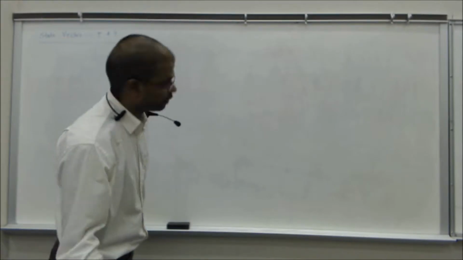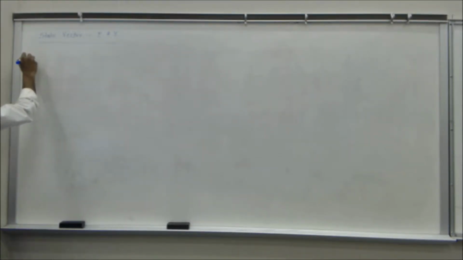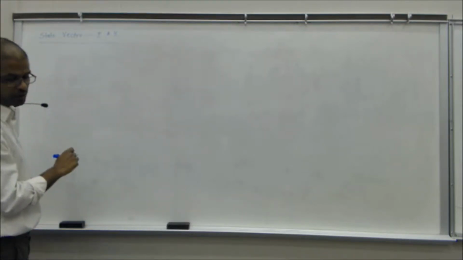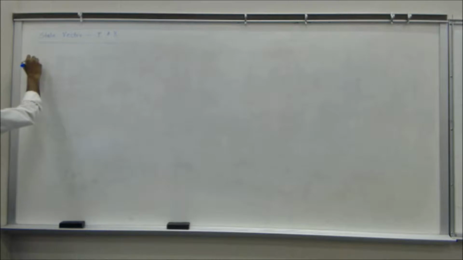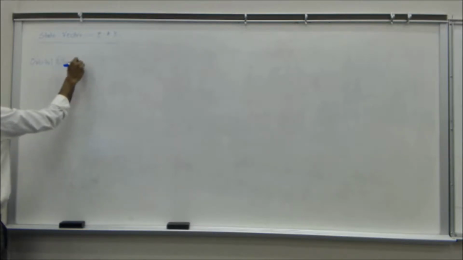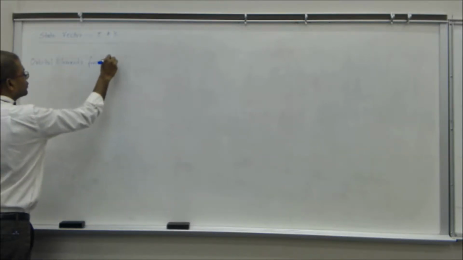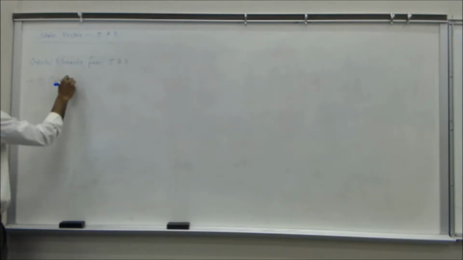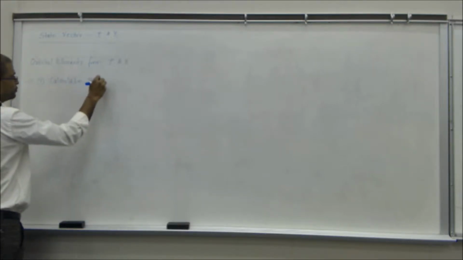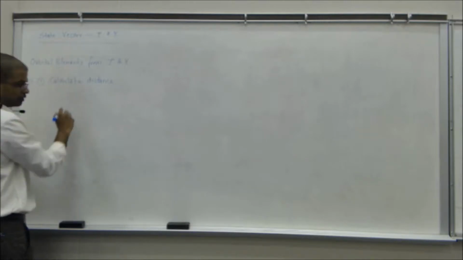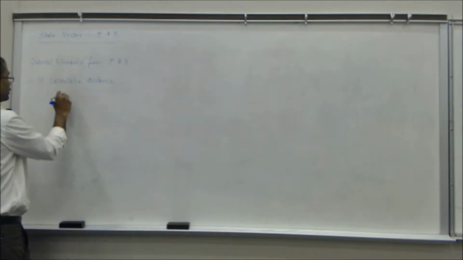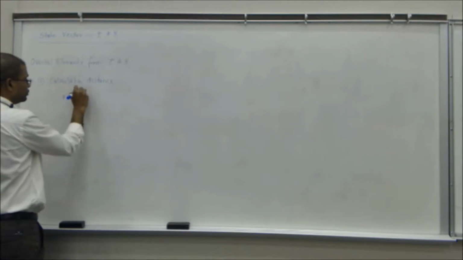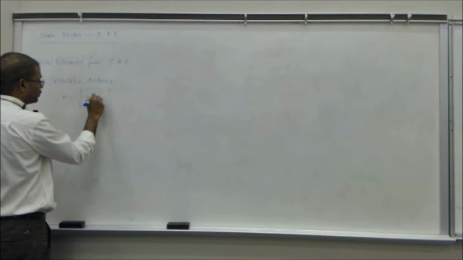Okay, so we'll take a look at how we can do that. The first thing we're going to discuss is algorithm 4.2, determining orbital elements from R and V. The first step is to calculate the distance. Distance, R, is equal to the root of R dotted with R.